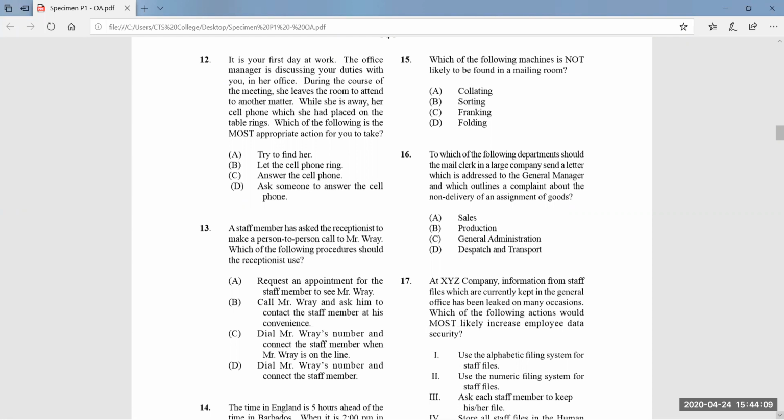It is your first day at work. The office manager is discussing your duties. During the course of the meeting, she leaves the room to attend to another matter. While she's away, her cell phone rings. Which of the following is the most appropriate action to take?